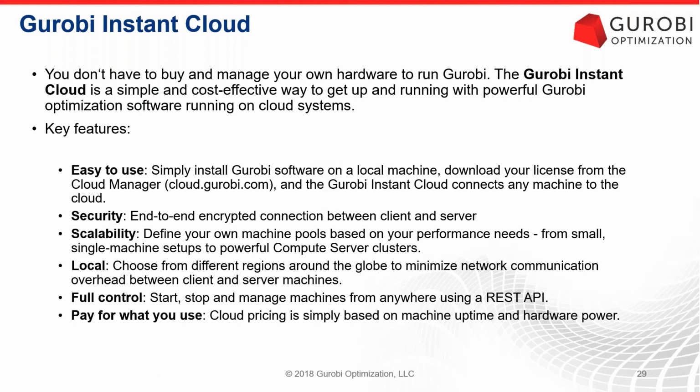It's really easy to use. You just install Gurobi on your local machine. You define your machine pool on the Cloud Manager, which is a web application. You download the license key, and you can use it from the client right away. It's really secure, so it's end-to-end encrypted between the client machine and the server machine. You can scale things up. We have smaller machines and larger machines, and you can choose whatever works best for you, or you can even add more machines to your machine pool.